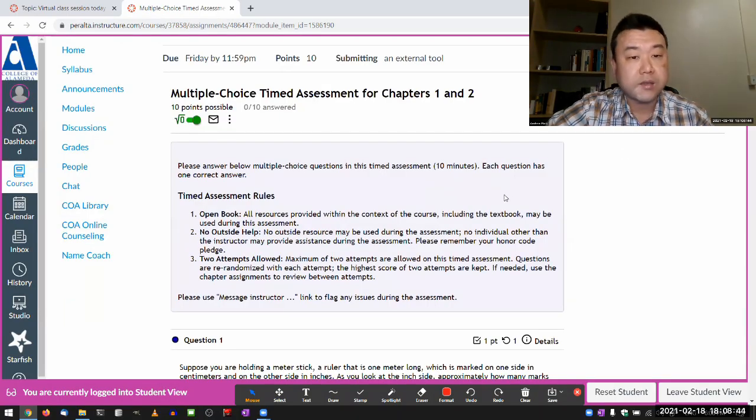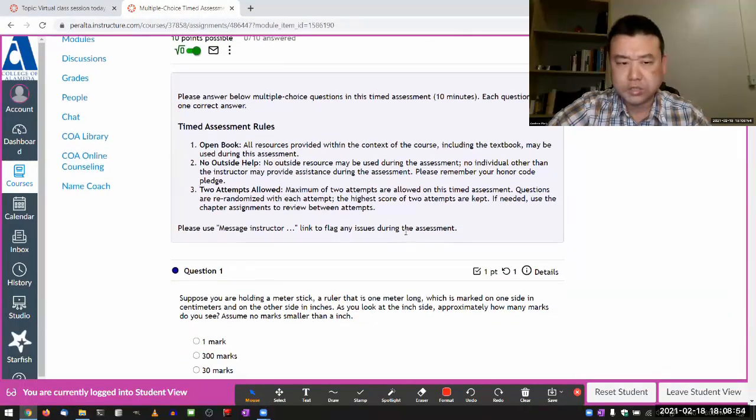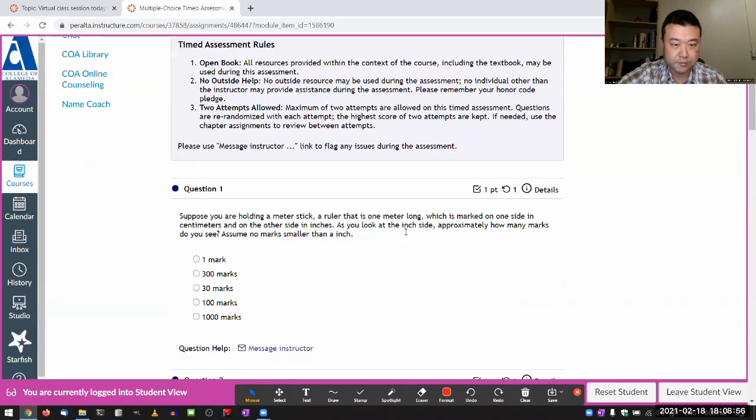So if somehow you get disconnected, or you are not able to click the submit button at the end, there will still be some saved work that can be used in some way. So I'll just work through.